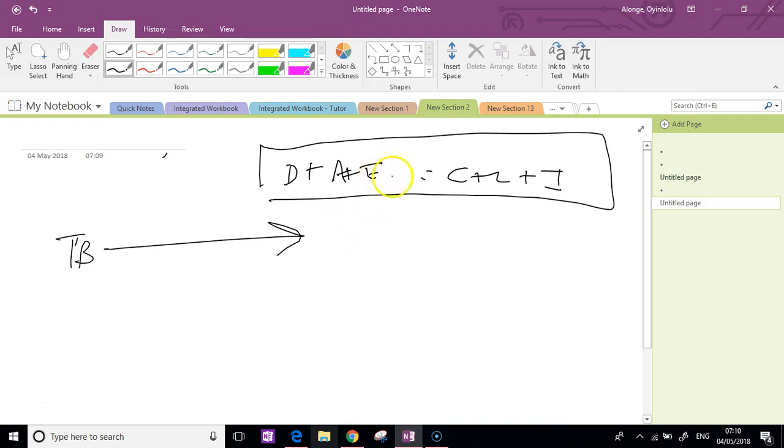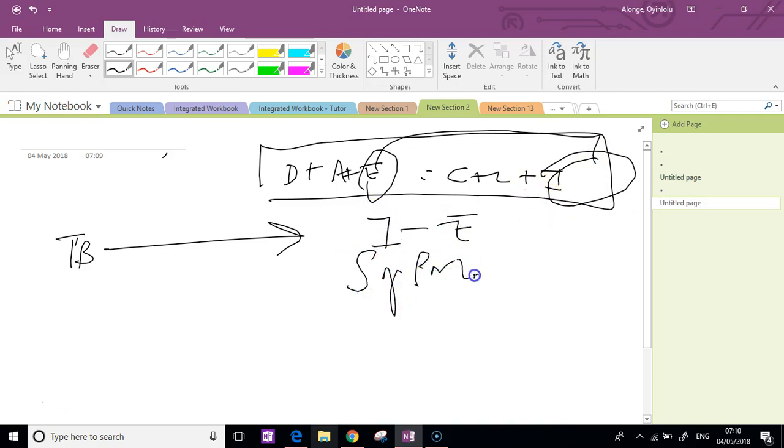And so my aim is to do I minus E, right? Because I'm looking for profit. That I minus E is what we call the statement of profit or loss. And then once I do I minus E, forgive me, you get your profits, you add those profits back onto C, right?